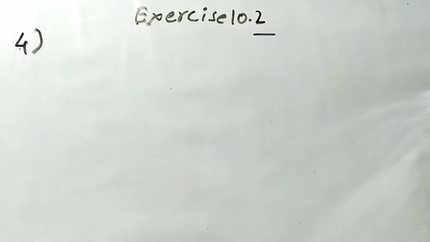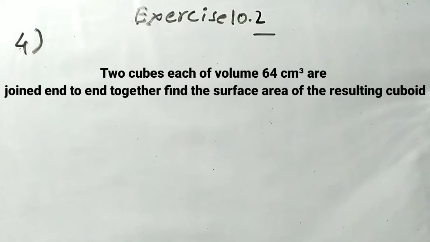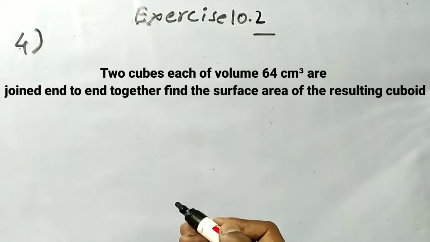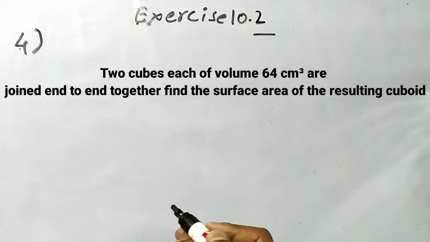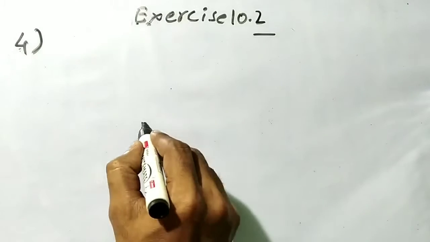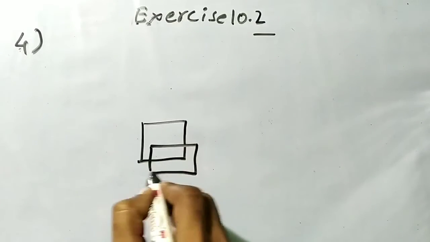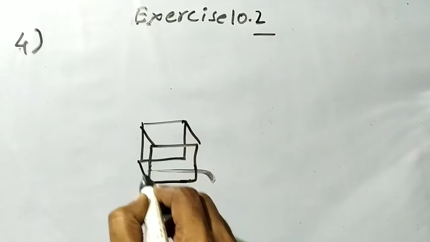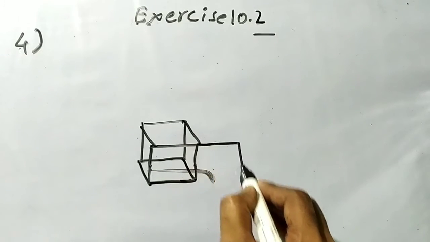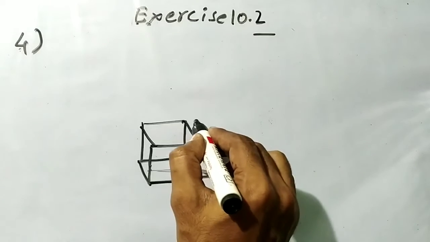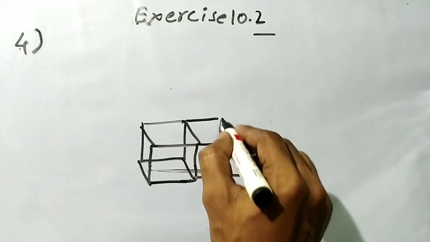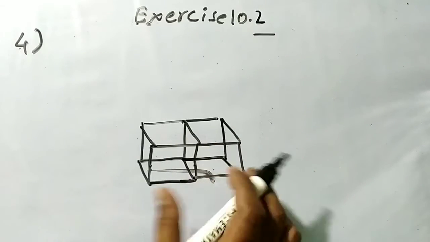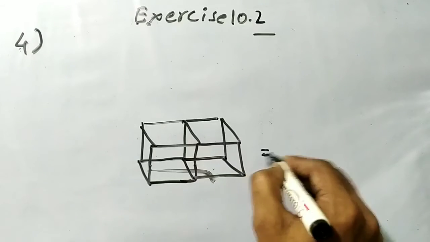So the fourth one: two cubes, each of volume 64 centimeter cube, are joined end to end together. Find the surface area of the resulting cuboid. We know a cube is in this form. Here I will draw. This is a cube, so there are two cubes attached. So the two cubes combination makes a cuboid.